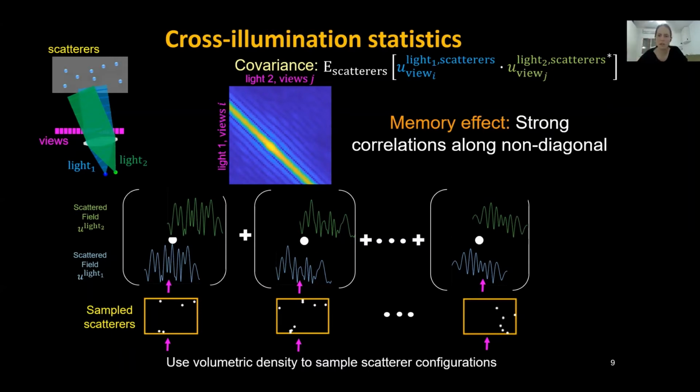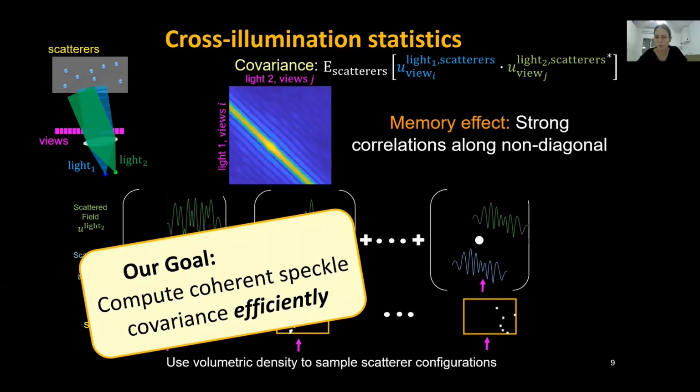So we can compute the speckle covariance with this approach, but solving the wave equation is very costly. And we also need to do it multiple times in order to collect statistics to average. So our goal in this work is to compute such covariance matrices more efficiently, way more efficiently.